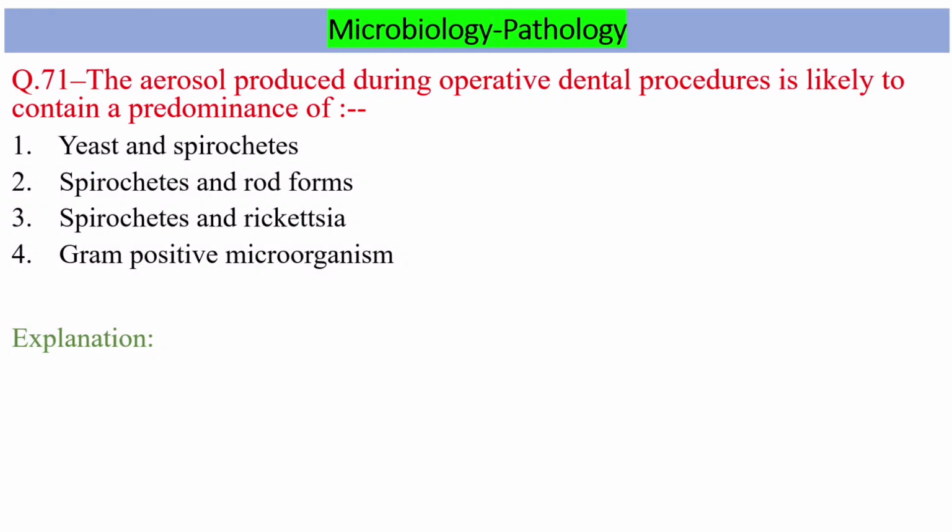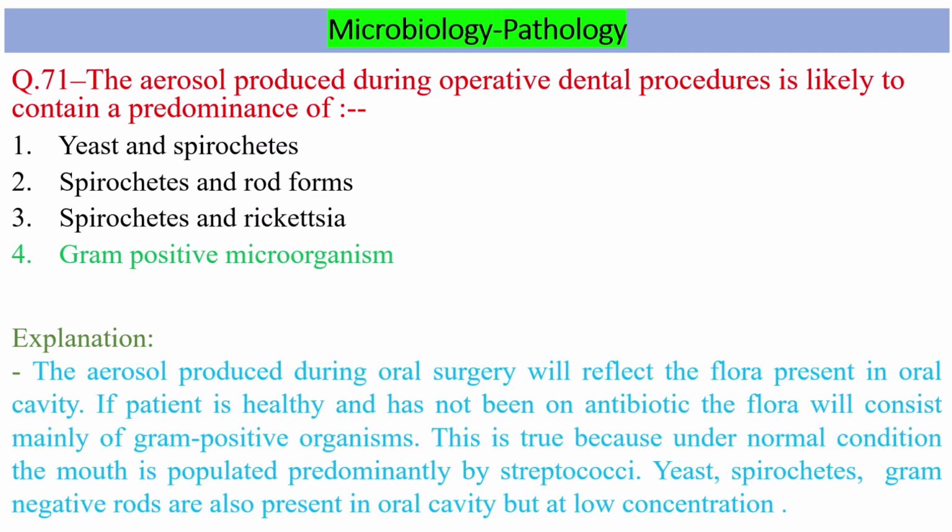The aerosol produced during operative dental procedures is likely to contain a predominance of yeast and spirochetes, rod forms, spirochetes and rickettsia, gram-positive microorganism. Correct option is gram-positive microorganism. The aerosol produced during oral surgery will reflect the flora present in the oral cavity. If the patient is healthy and has not been on antibiotics, the flora will consist mainly of gram-positive organisms. This is true because under normal conditions, the mouth is populated predominantly by streptococci. Yeast, spirochetes, and gram-negative rods are also present in the oral cavity but at low concentration.